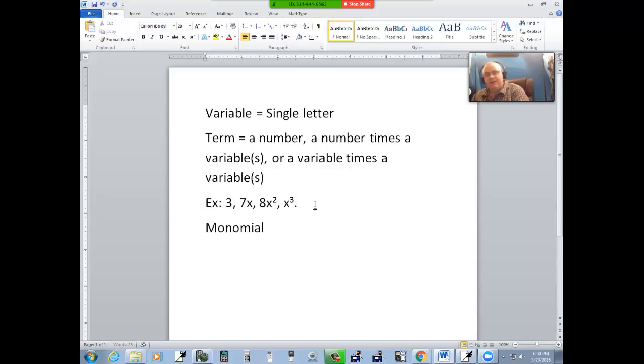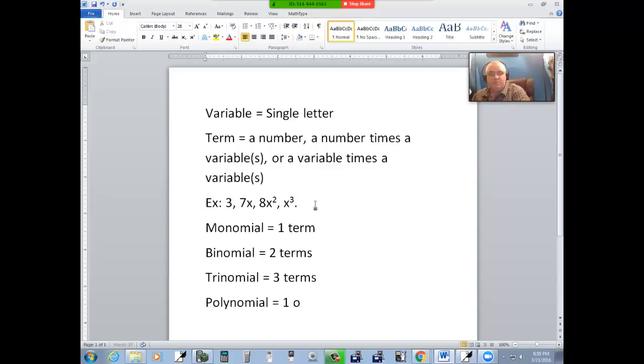Now we have a monomial, which is one term. We have a binomial, which is 2 terms. We have a trinomial, which is 3 terms. And then what we're specifically talking about in this section is a polynomial, which is 1 or more terms.